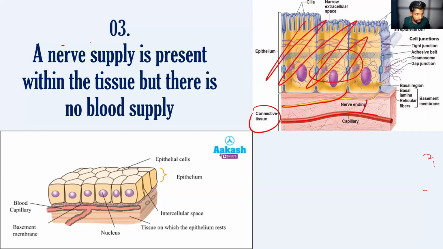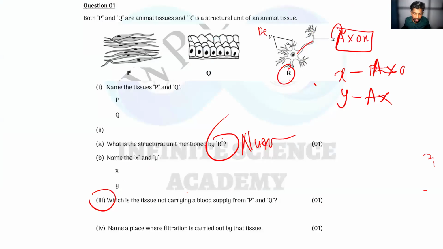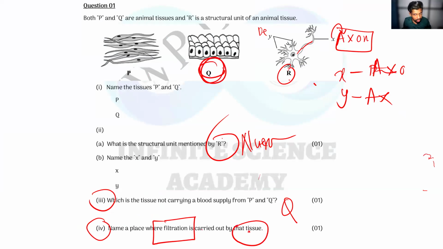So the nerve supply is present, but there is no blood supply. So out of P and Q, that is Q. And the last one: name a place where filtration is carried out by the tissue. They are asking where the epithelial tissue filtration will happen.